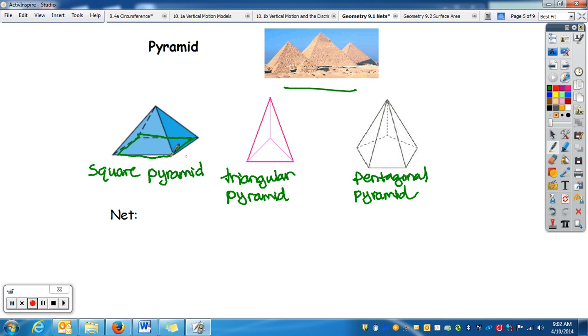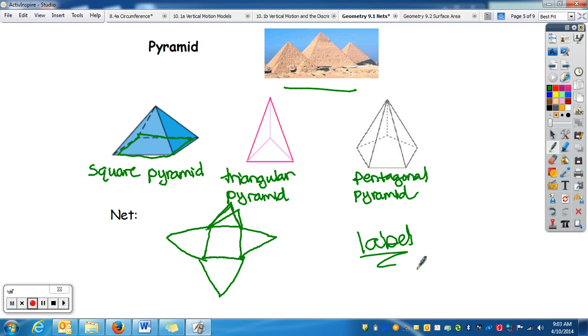So if I want to draw the net, I'm going to draw the net of the first one. I'm going to have a square. I might attempt to draw a square. And then I have my sides, and I would cut along the edges, and it would fold to look like that. Okay. Let's make this one just a little bit better. Alright. And again, you would label your dimensions if I gave you dimensions.